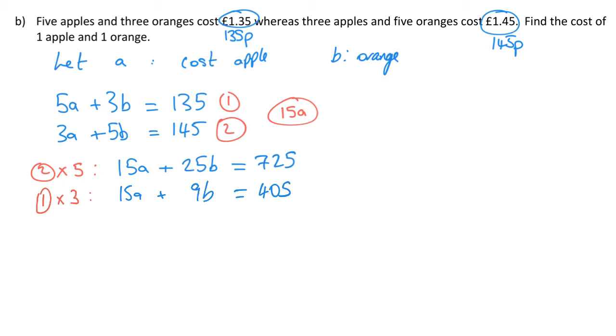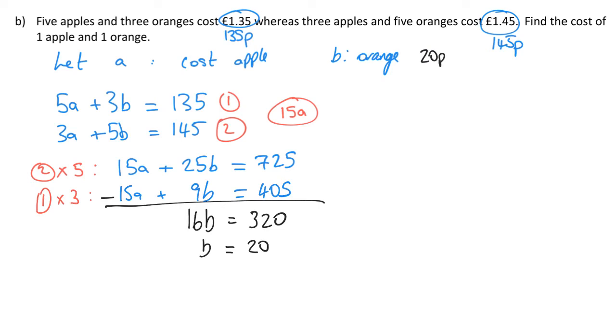If we were to add the two equations, that would result in 30A, and we're trying to eliminate that, so we need to subtract them. So 15A take away 15A is nothing. 25B take away 9B is 16B, and then 725 take away 405 is 320. Divide both sides by 16 and we get B equals 20. So we now know that an orange is going to cost 20 pence.